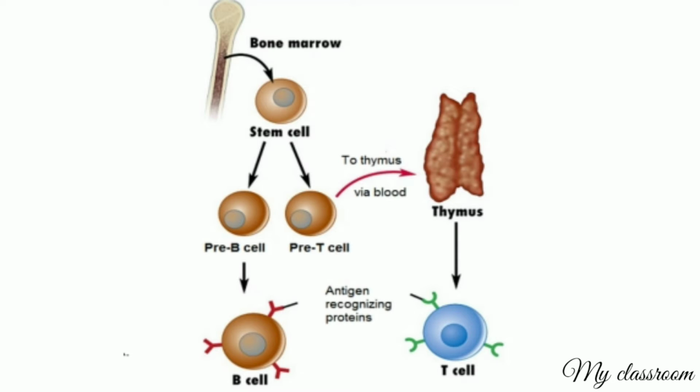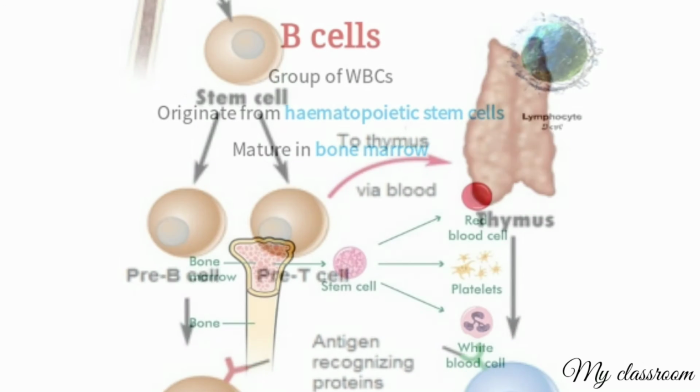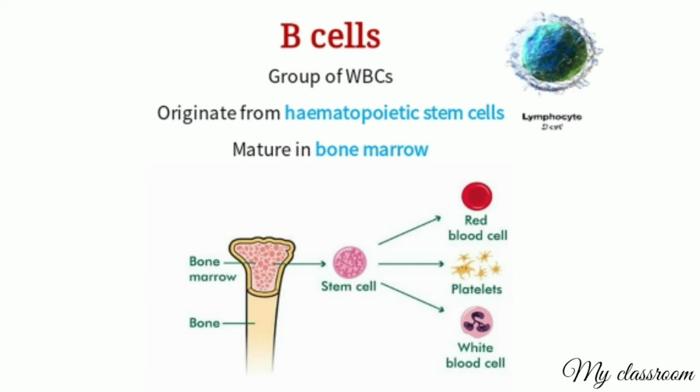Stem cells have the potency to develop into any type of cell. The stem cell gives rise to the pre-B cell and pre-T cell. The B cell remains in the bone marrow itself for its maturation. But the T cell circulates through the blood and reaches the thymus for its maturation. B cells, a group of WBCs originated from hematopoietic stem cells, mature in bone marrow.